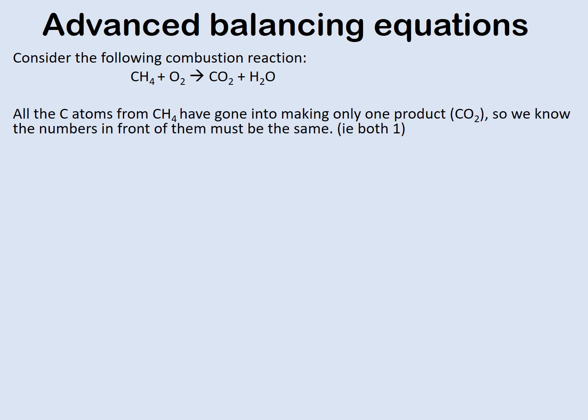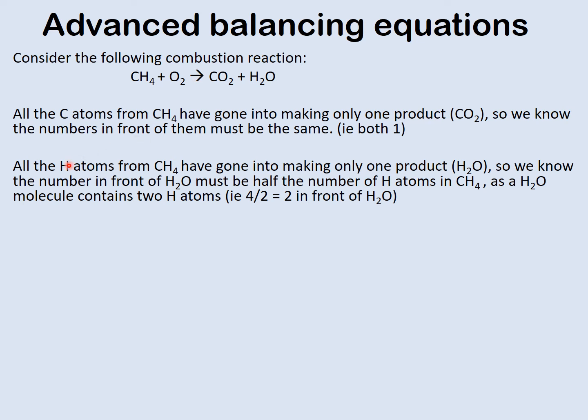Right. So the point here is that all of the carbon atoms in the methane, the CH4, have only gone into making one product. There's no carbon anywhere else. So what that means is, if you've got one carbon atom here and one carbon atom here, whatever I've got in front of this as my big number will always be the same as what goes in front of here, because there's nothing else that contains carbon. So in this particular case, I could just say, okay, there's a 1 in front of both of those. Fine.